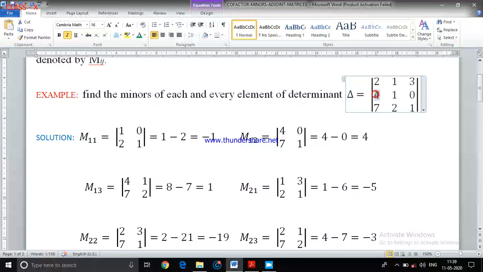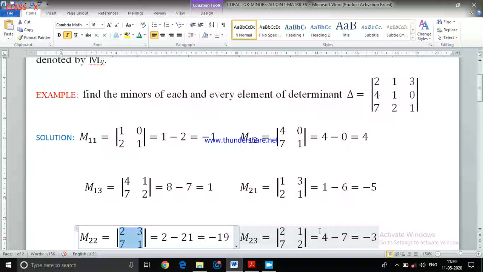Because second row exclude means 4, 1, 0 will be excluded. So I cannot take 4, 1, 0 elements. Second column means 1, 1, 2. This also will be excluded. Now what are the numbers left out? 2 is left, 3 is left, 7 is left, 1 is left. 2, 3, 7, 1. Here I got 2, 3, 7, 1.